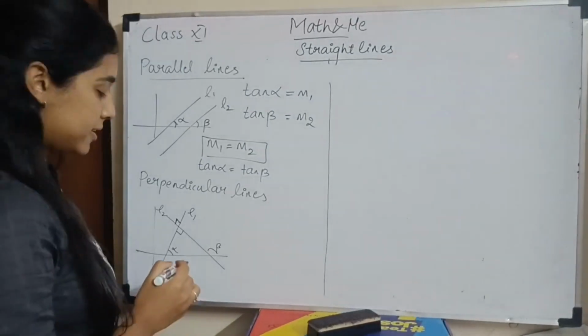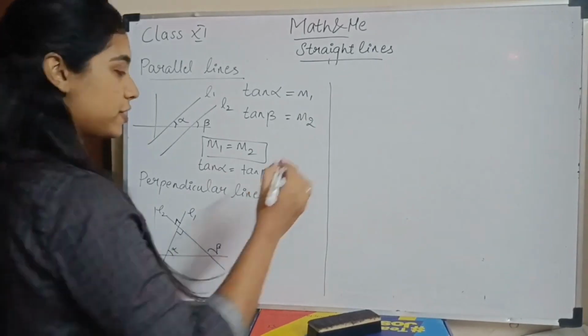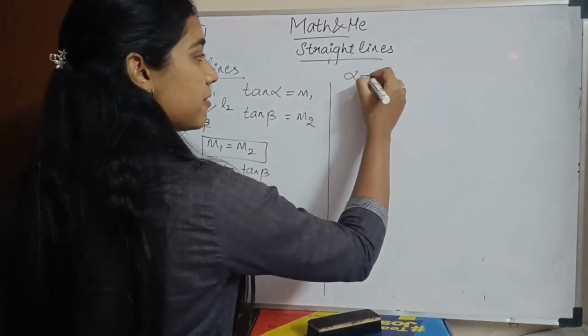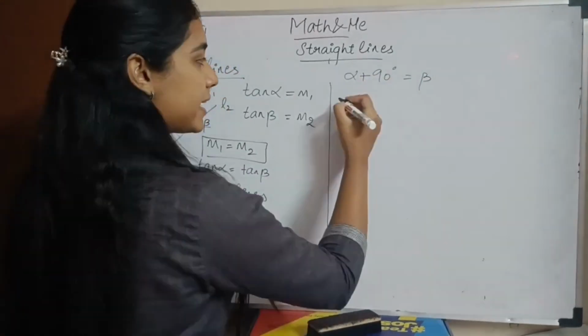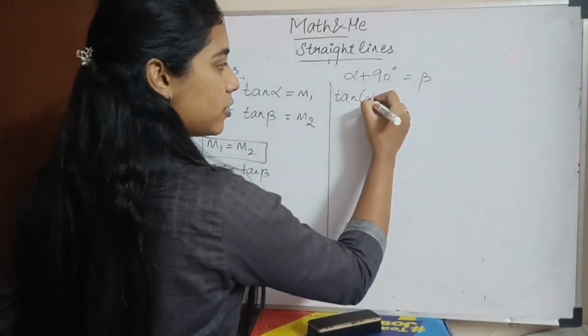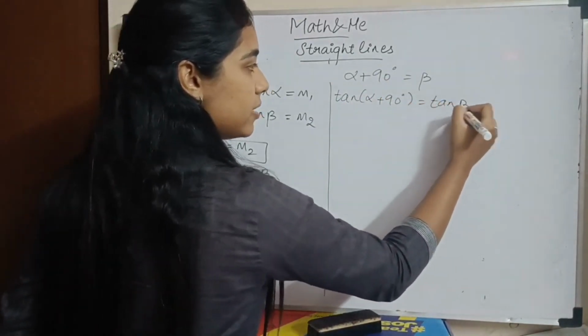What do you know about triangles? The exterior angle of a triangle is equal to the sum of the interior opposite angles. So that means alpha plus 90 degrees is equal to beta. Taking tan on both sides, what do you have? Tan of alpha plus 90 is equal to tan beta.